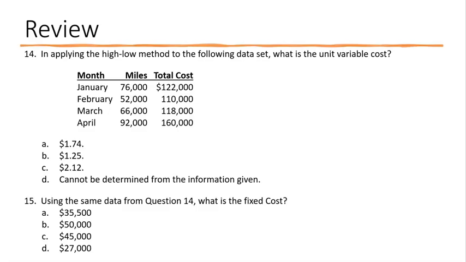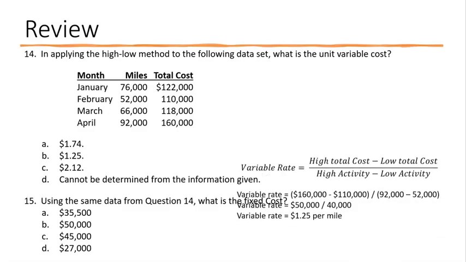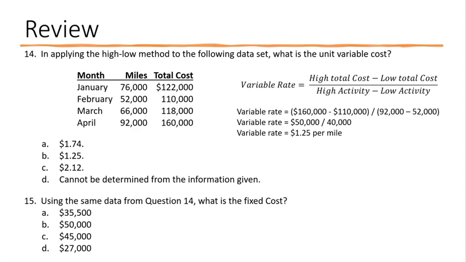We take the difference in cost between the high and low divided by the difference in activity between the high and low. And in this case, $160,000 minus $110,000 is $50,000. 92,000 miles minus 52,000 miles is 40,000 miles. So $50,000 divided by 40,000 miles gives us a variable rate of $1.25 per mile.